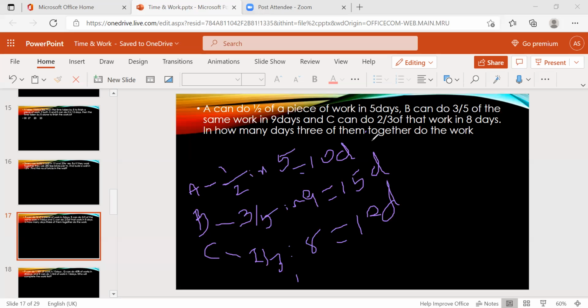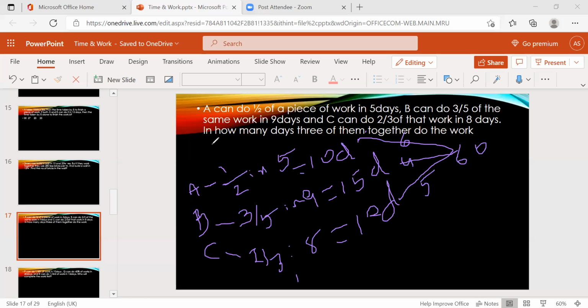So now you just take the LCM. Use the same method now. The LCM is nothing but 60. So A can do 6 units, B can do 4 units, C can do 5 units.